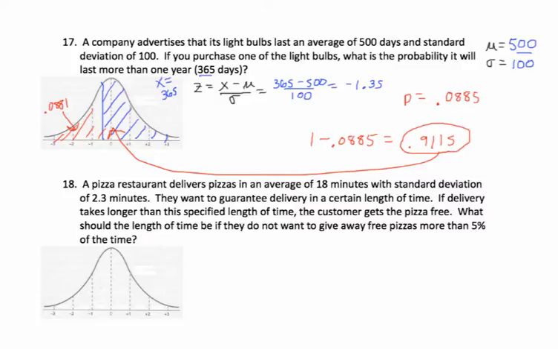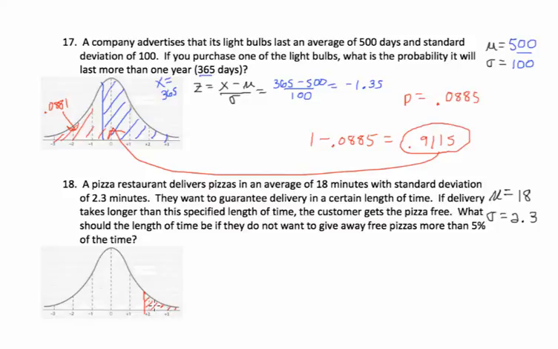A pizza restaurant delivers pizzas in an average of 18 minutes. So our mean is 18 with a standard deviation, or sigma, of 2.3. They want to guarantee delivery in a certain time. They don't want to give away a lot of free pizzas. They only want to give away free pizzas no more than 5% of the time. So we're looking at finding, okay, we want the top 5%. Where's that going to be? I'm not exactly sure where it is, but let's just say right there is 5% of the area.